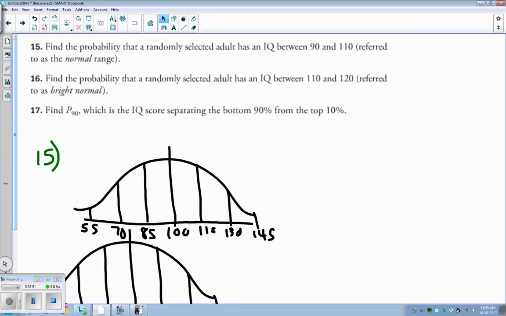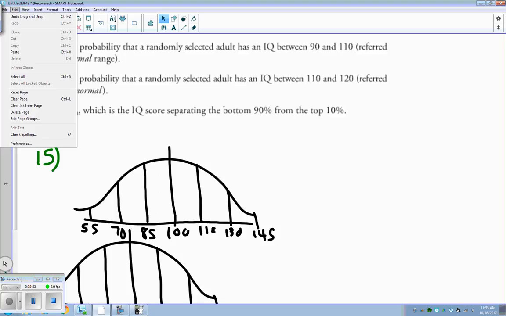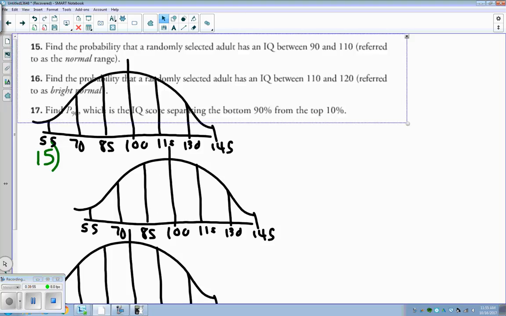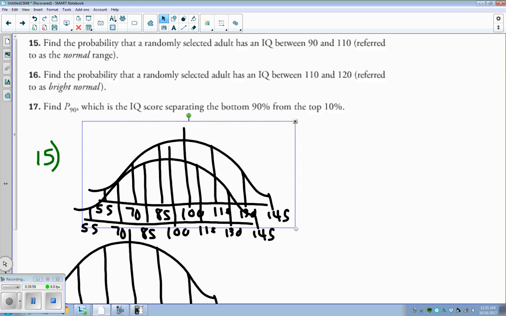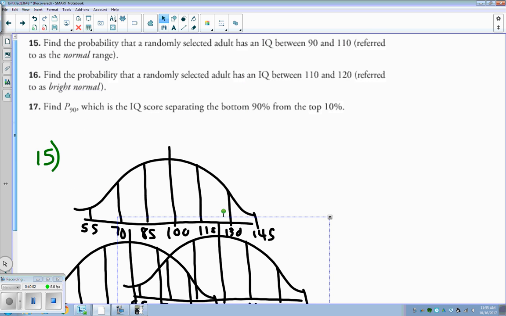And again, because I know I've got 3 problems to do, not that one. I want this one. I'll just move them down out of our way.